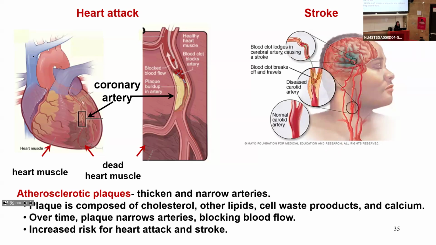So you really want to try to minimize this. With age, your genetic background, and also your diet, exercise, et cetera, can influence how much of this buildup is present in the arteries.